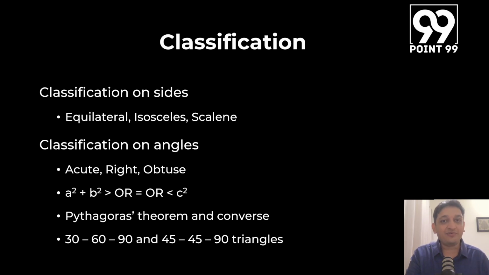Also, in a 45, 45, 90 triangle, you will observe that the lengths of the sides are going to be in the ratio of 1:1:root 2, or the hypotenuse is root 2 times the two equal sides.